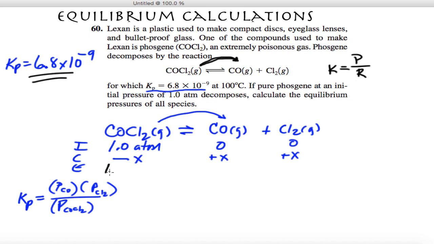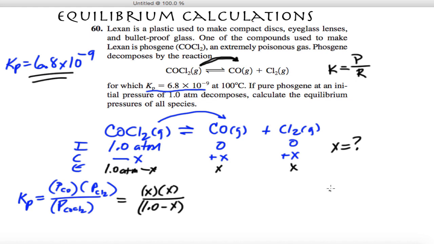So I can write in here 1.0 ATM minus x. This is going to be x, and this will be x. 0 plus x is x, 0 plus x is x, 1 minus x is 1 ATM minus x. Go ahead and plug all this in. Now, if I knew what the value of x was in this problem, I could easily plug everything into the equation and solve. So the goal is to figure out what x is.